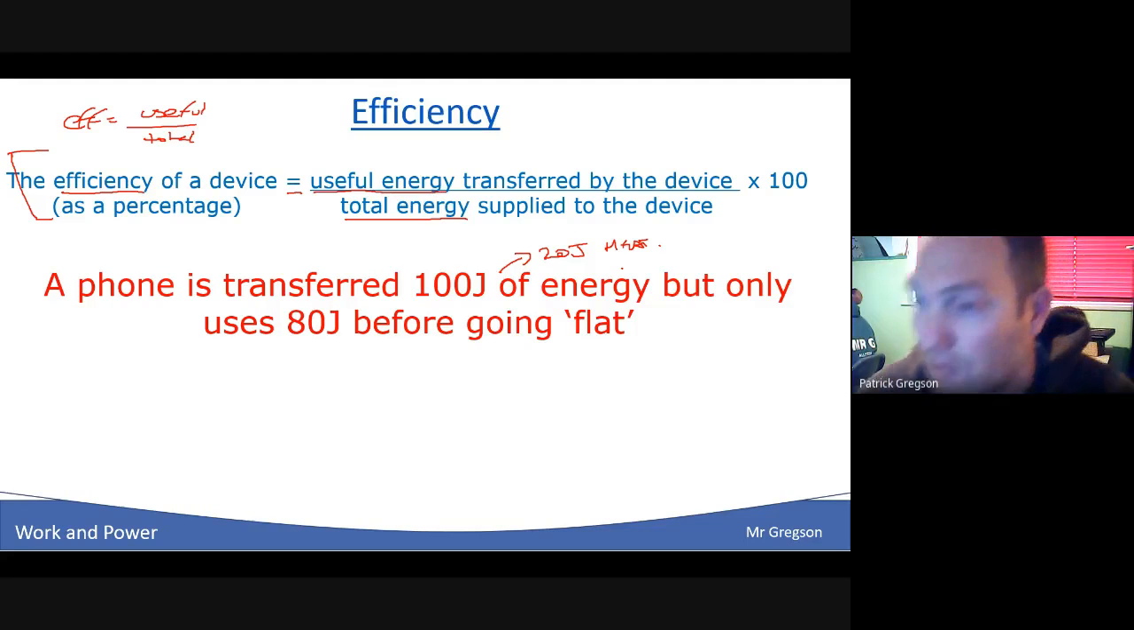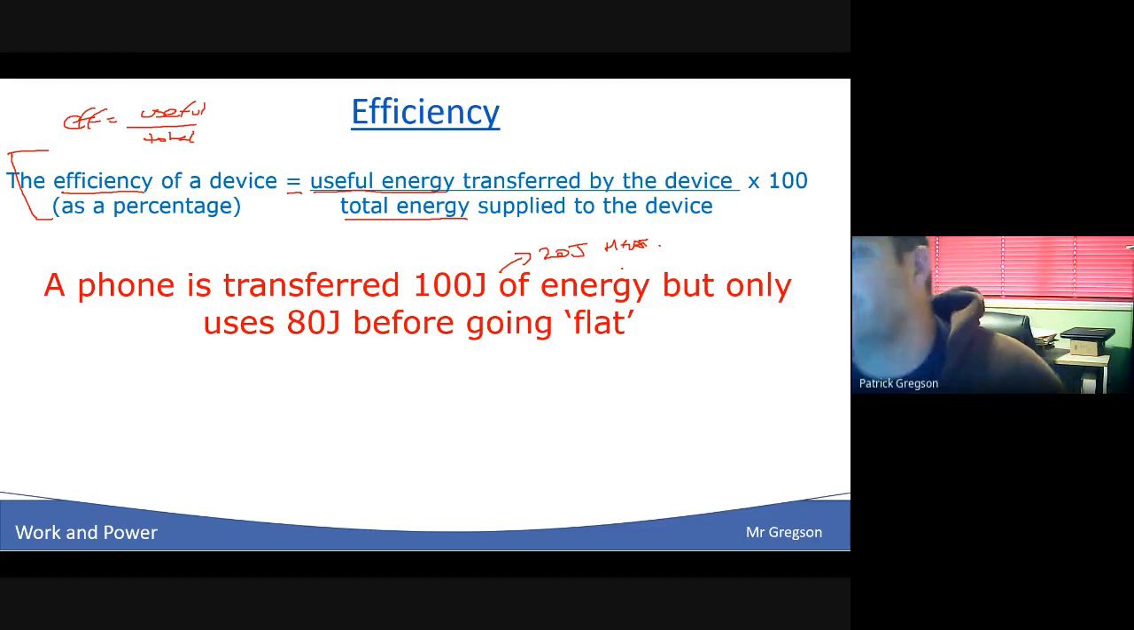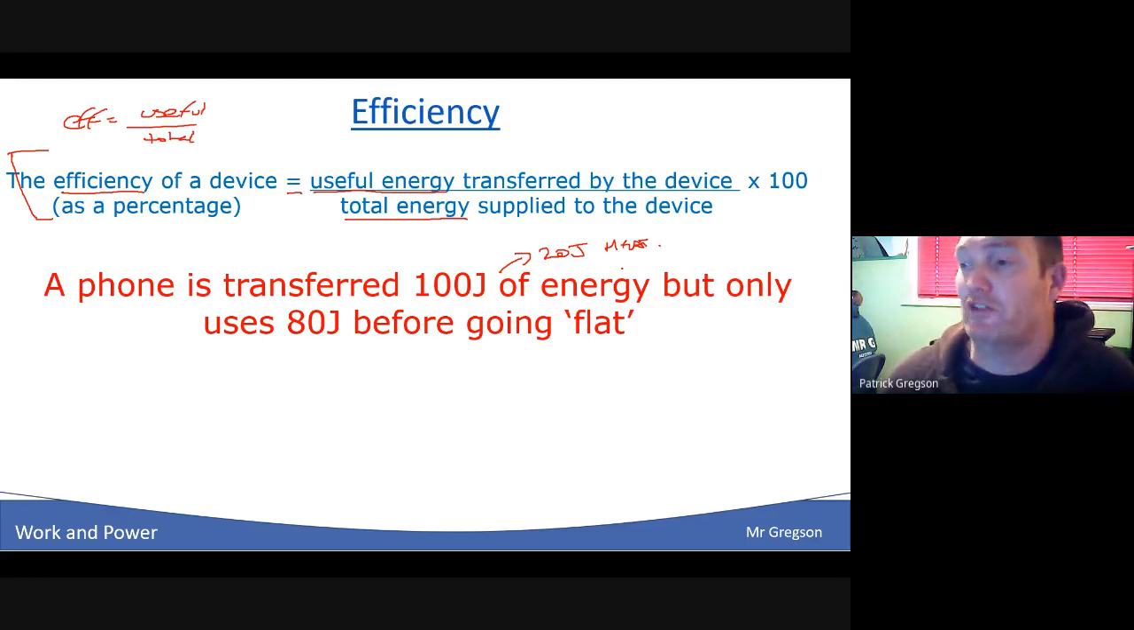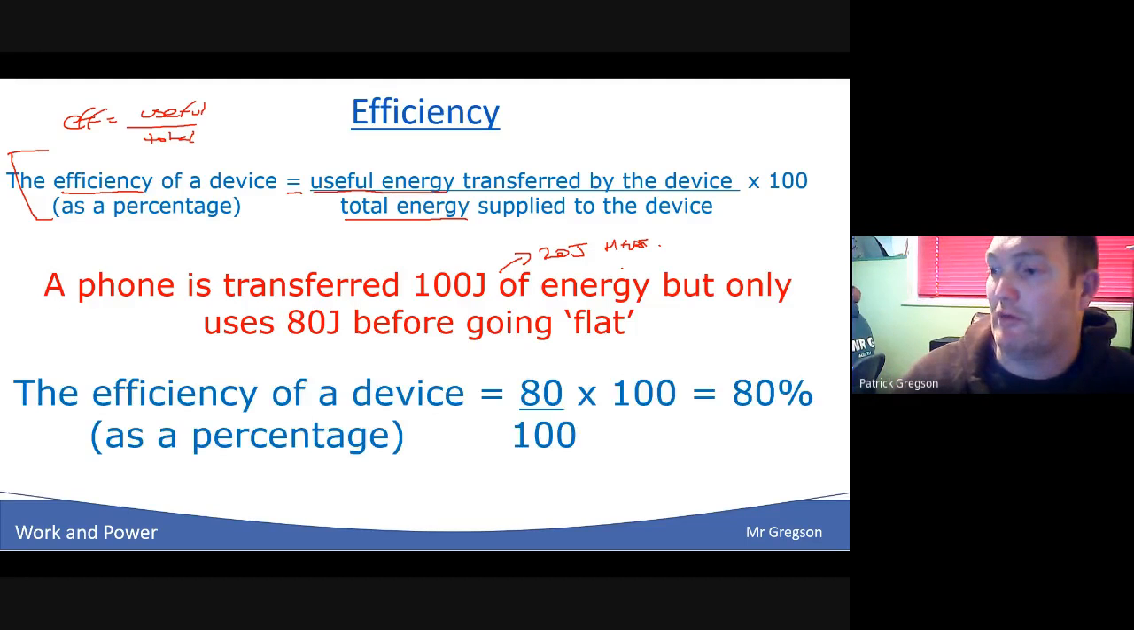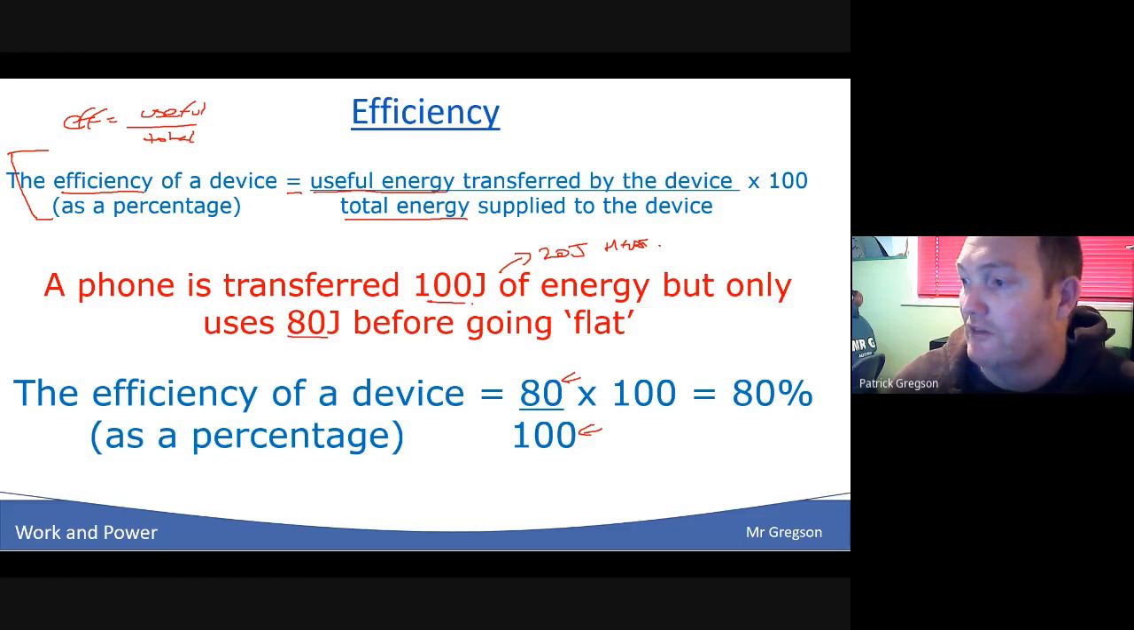So in answer to my question earlier, a phone is transferred 100 joules of energy. So we just take out, I think it's going to come off if I press it. There you go. Efficiency of the device, we're going to take out 80. We're going to divide it by 100 because we were given those two numbers, 80 and 100. And if we want to get it as a percentage, we times it by 100 again. So this would have just come out as 0.8, which would have been a perfectly suitable answer. Okay. But if you want it as a percentage, you just times by 100 and get 80%.